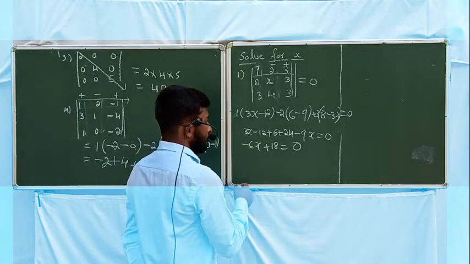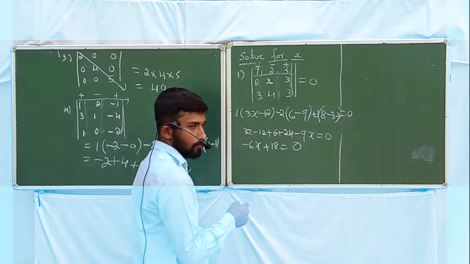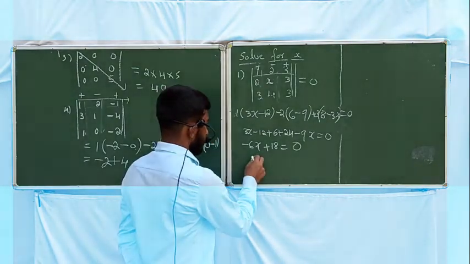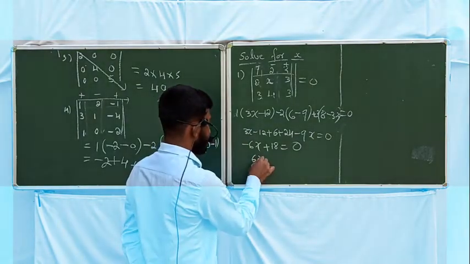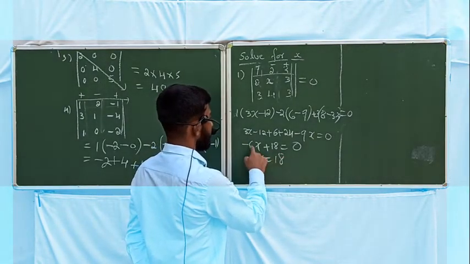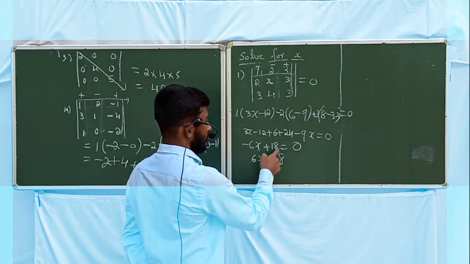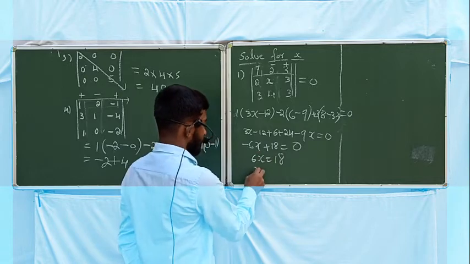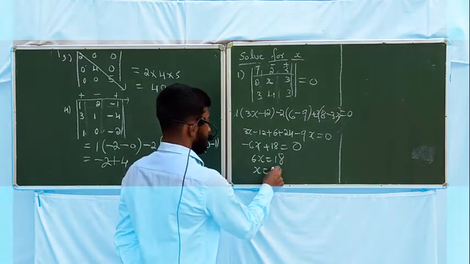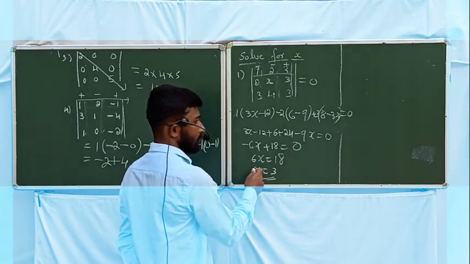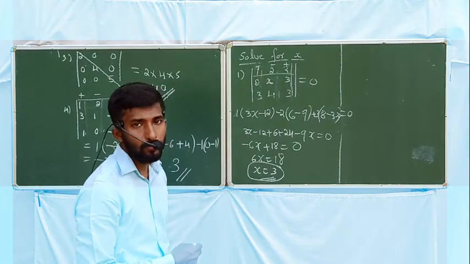In the next step, shift minus 6x to right hand side. So here you will get 6x equal to 18. Taking minus 6x to right hand side, minus 6x becomes plus 6x. 18 is remain. Okay, x is equal to, dividing both sides by 6. Okay, x is equal to 3 because 6 3s are 18. Therefore, x value is equal to 3.